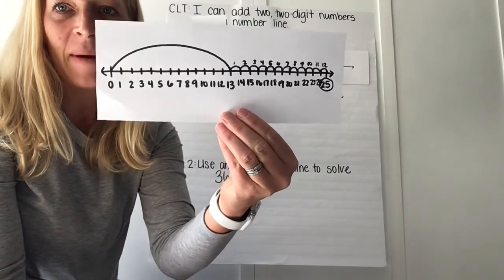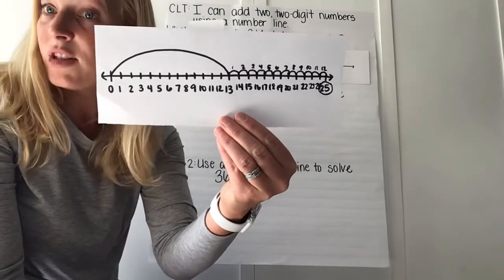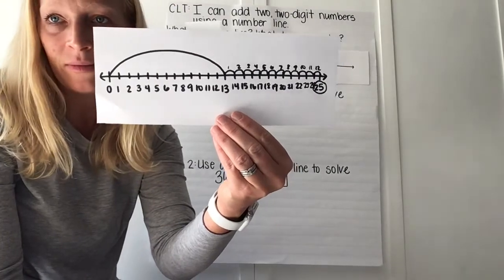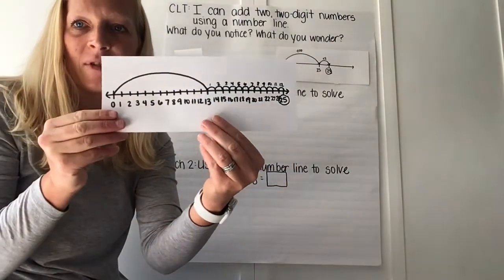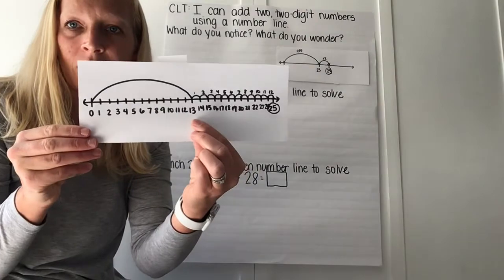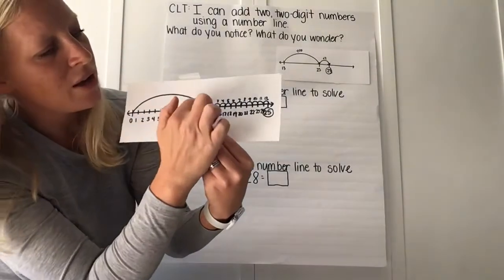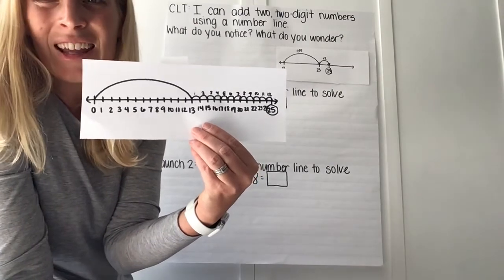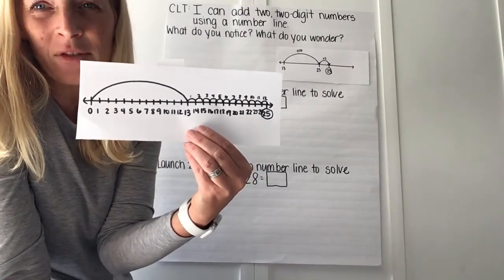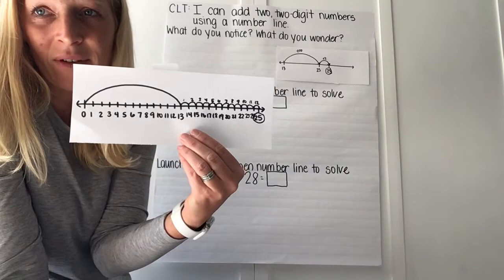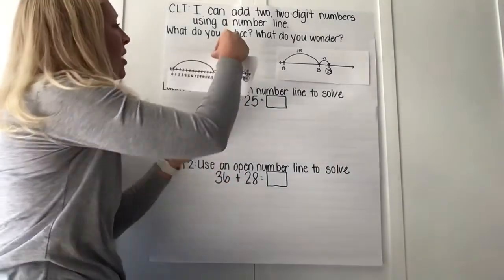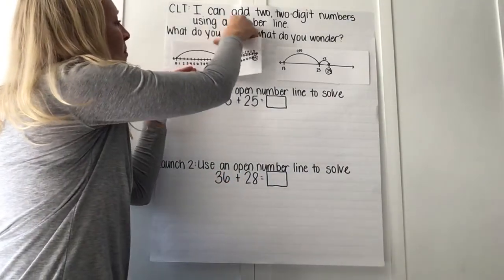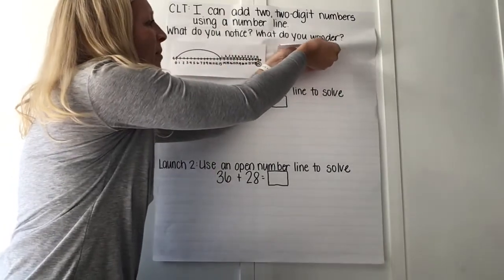What do you notice about this number line? Starts at 0. Makes a big jump to 13. Makes 12 little jumps to 25. It includes all of our numbers from 0 to 25. Interesting.